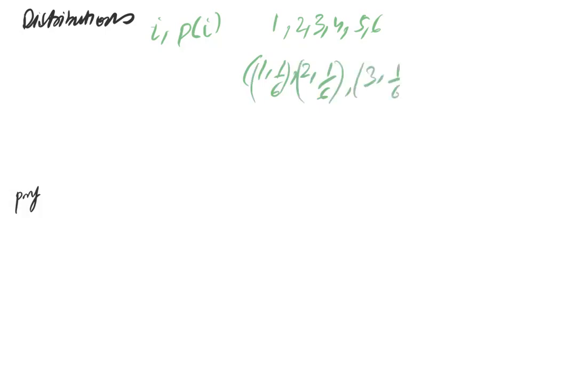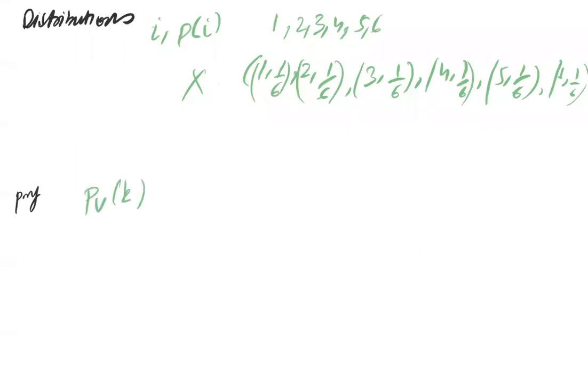3 comma 1 by 6, 4 comma 1 by 6, 5 comma 1 by 6, and 6 comma 1 by 6. So that's the distribution of the random variable X, where X takes the number of dots you get on rolling a die. Okay. Probability mass function is denoted as P of V. So P of V can be written as P of V equal to K for any value of K in the support of V.